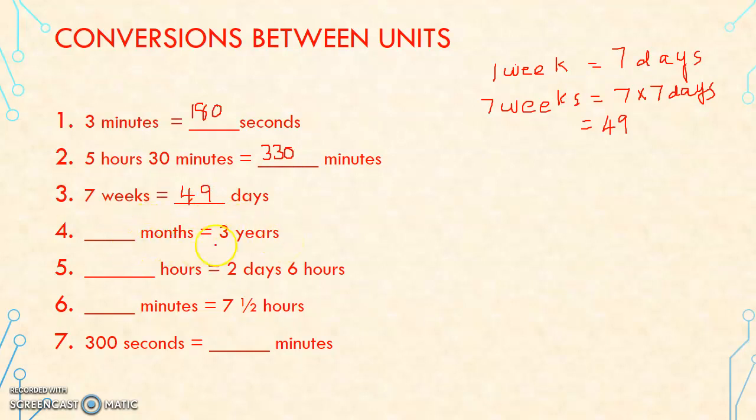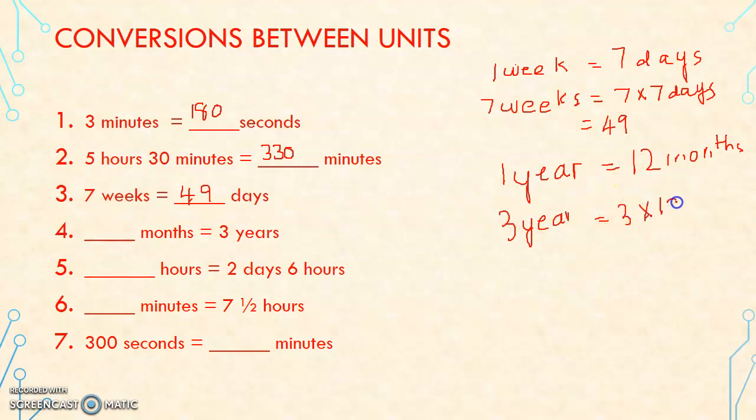Now you have to convert years into months. So 1 year എത്ര month ആണ്? 12 months ആണ്. 1 year 12 months ആണ്. So how many months are there in 3 years? You may find here 3 into 12. 3 into 12, which is 36 months. 36 months is equal to 3 years.